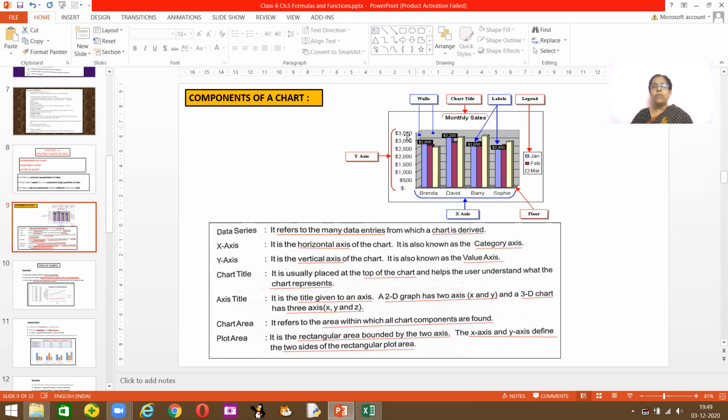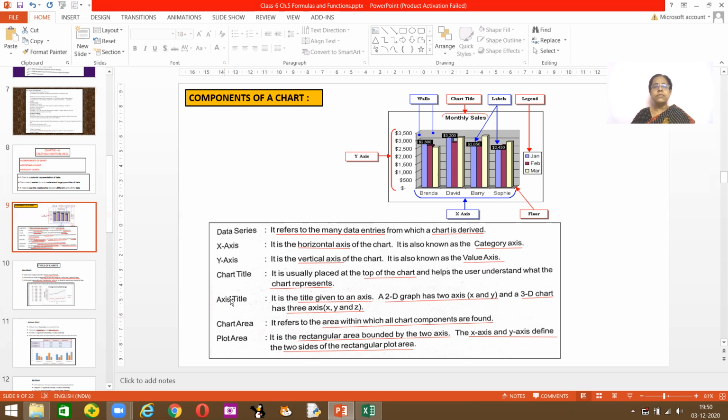The next one is y-axis. Here we enter all values here, so that's why it's in a vertical position. So it's a vertical axis. The y-axis is a vertical axis, and we enter values, so it's called as value axis. The next one is a chart title. Mostly the chart title comes on the top. Here you can see monthly salaries is on the top.